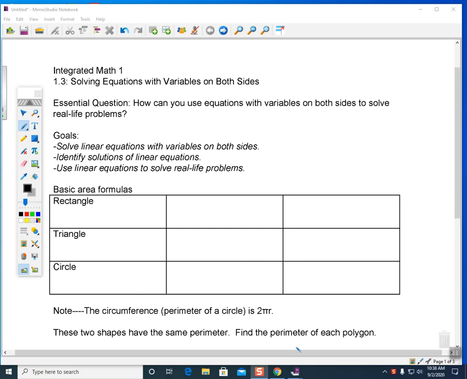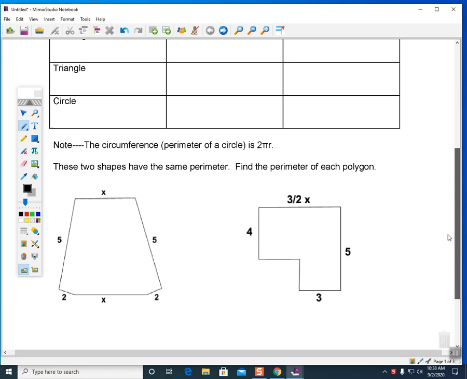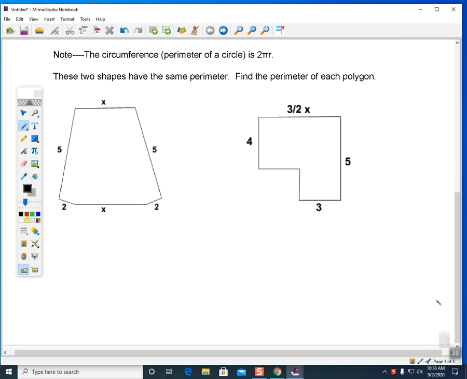All right, we are moving on to 1.3. So 1.3, we're talking about solving equations with variables on both sides. Up to this point, we have just been looking at equations that have variables on one side of our equal sign. Now we're looking at them when they have variables on both sides of our equal sign. We're going to skip over these definitions here and just go all the way down to the bottom.